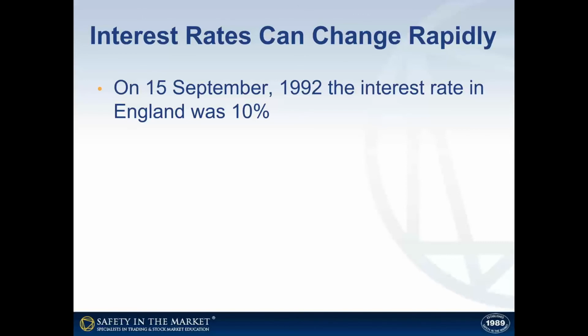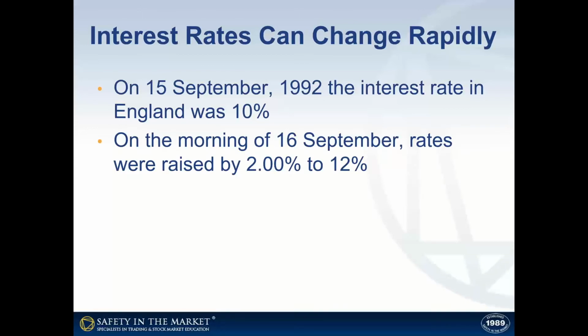It's a lot higher than interest rates at the moment all around the world, but it was 10%. On the morning of the 16th of September, interest rates were raised by 2% to 12%. Think about that for a moment, a 2% rise in one day. In Australia, the majority of our interest rate movements, up or down, have been by 0.25% at a time. There are some outliers that are a little bit bigger or a tiny bit smaller, but generally speaking, 0.25% is the standard amount that an interest rate will be raised, and that will be it for the month.